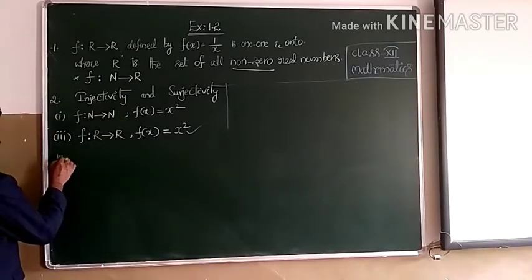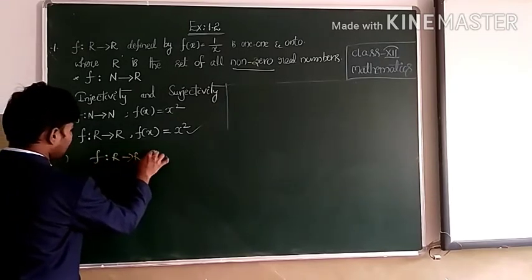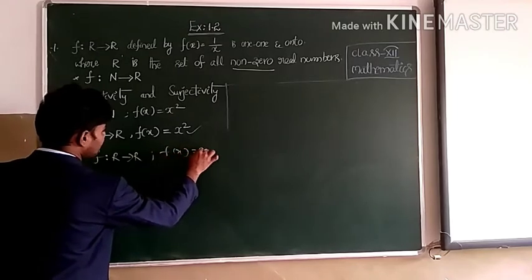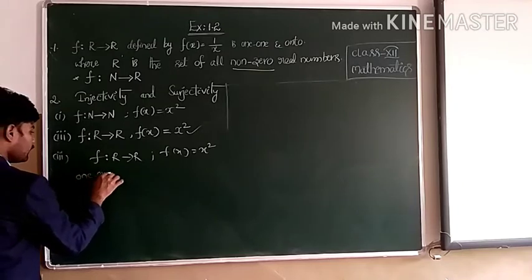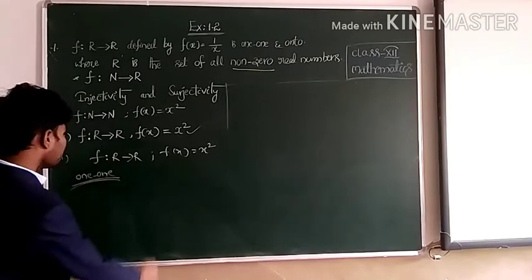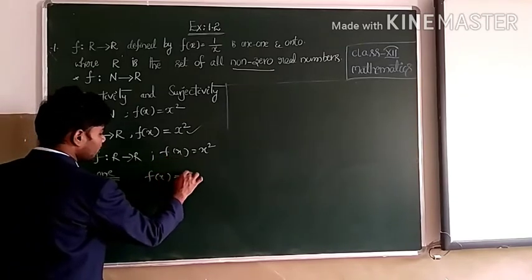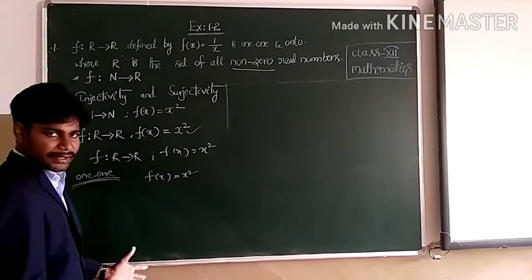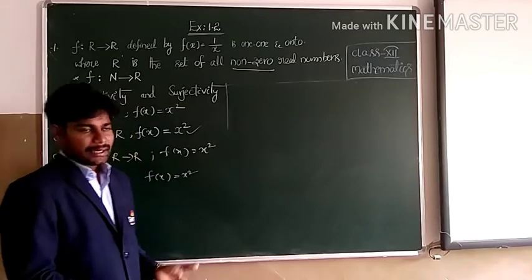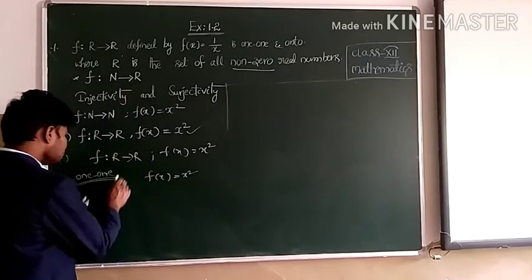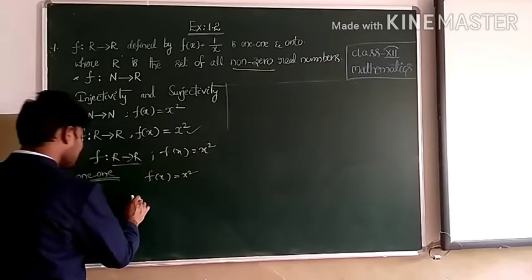So the third one is f from R to R, and f of x is equal to x square. First we check for the 1-1 function. Here I consider f of x is equal to x square. A 1-1 function means that no two elements of set A have the same image in set B, right? This function is from real numbers to real numbers, so you can consider any real number.